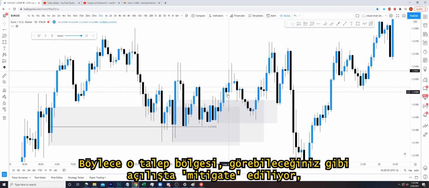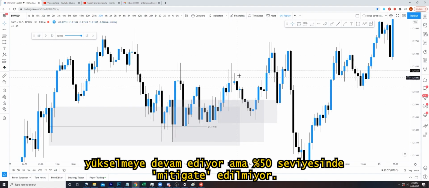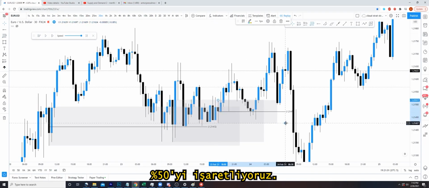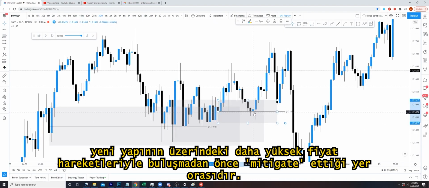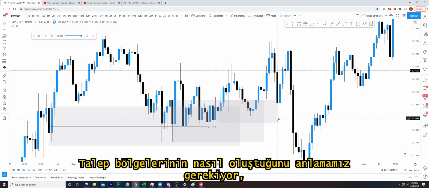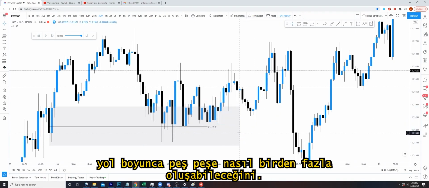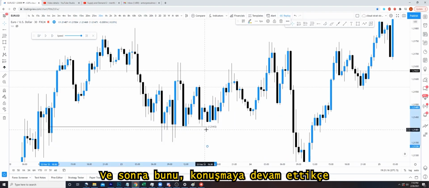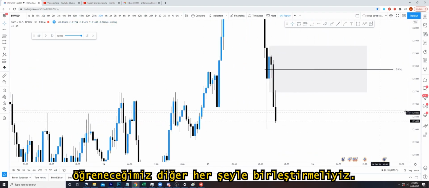So that demand zone gets mitigated at the open, as you can see, continues higher, but does not get mitigated at the 50%. We draw the 50% out, and as you can see, that's where it mitigates before it meets higher price action above new structure. Now again, we're not just entering on demand zones using this. We need to understand how demand zones form, how multiple can form in a row on the way, and then partner that with everything else that we are going to learn as we continue speaking.